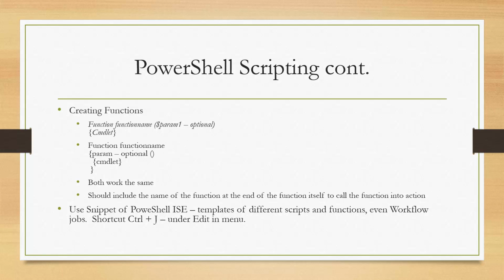Snippet is a tool in PowerShell ISE for scripting. It is basically different templates for different scripts, functions, and even workflow jobs. We can find snippets in the Edit section of the menu in PowerShell ISE, or we can start it with the keyboard shortcut Ctrl+J.